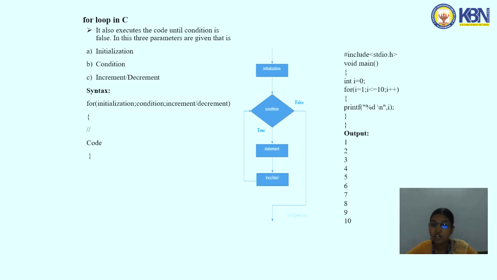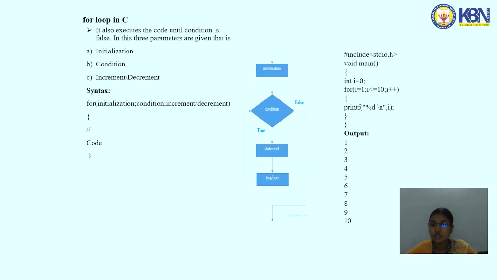Then 1 value will be incremented. We are giving the increment operator i++. The i value becomes 2. 2 is less than or equal to 10, the condition is true, so it will enter the for loop. 2 will be printed, up to 10 values.